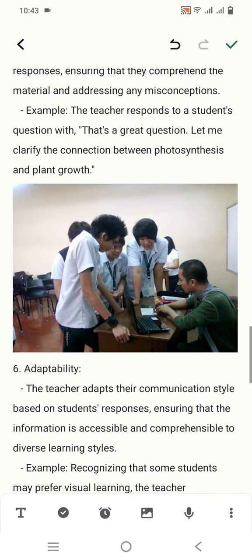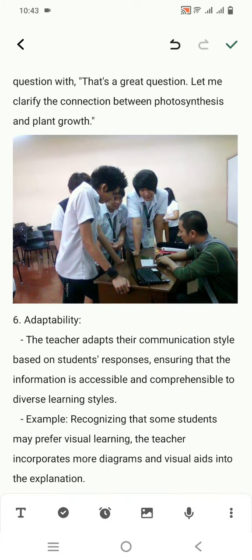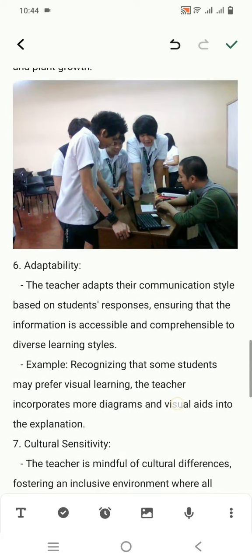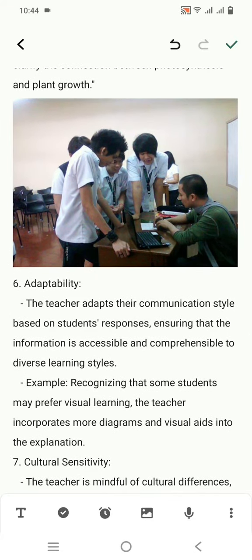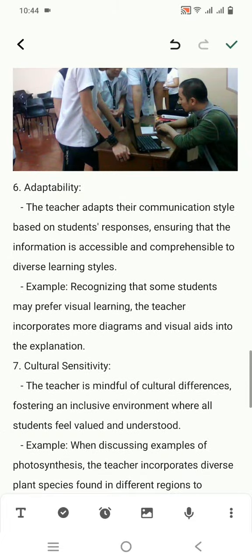Number 6, adaptability. The teacher adapts their communication style based on students' responses, ensuring that the information is accessible and comprehensible to diverse learning styles. Example, recognizing that some students may prefer visual learning, the teacher incorporates more diagrams and visual aids into the explanation.